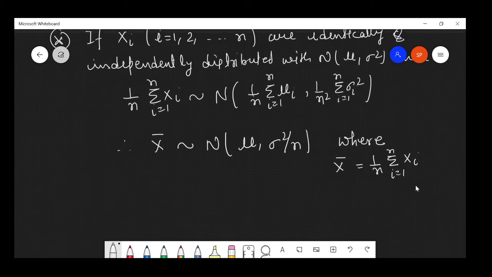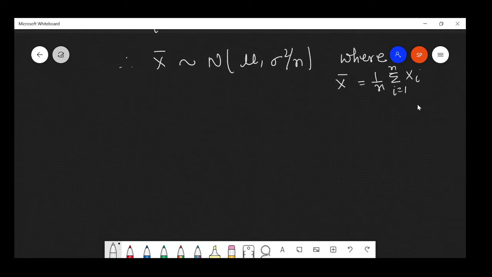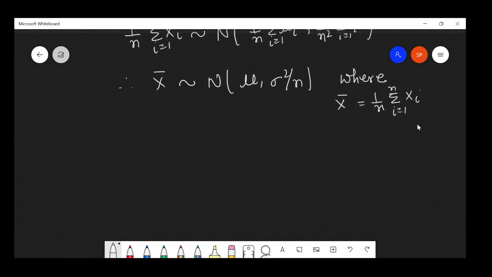Now these are the reproductive properties of the normal distribution. This X bar lies in the central limit theorem, which we discuss in more detail in the central limit chapter. So here we go for the example.